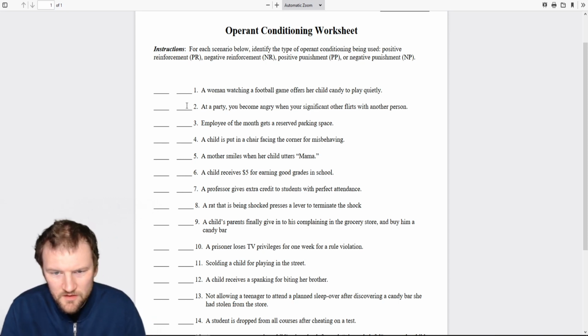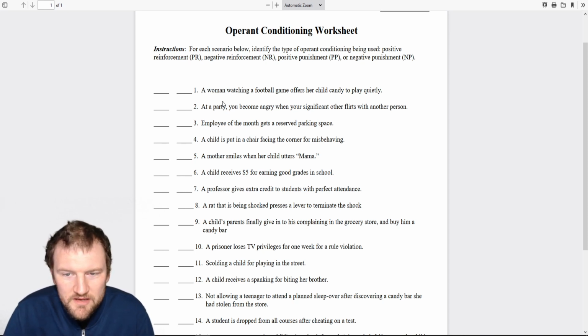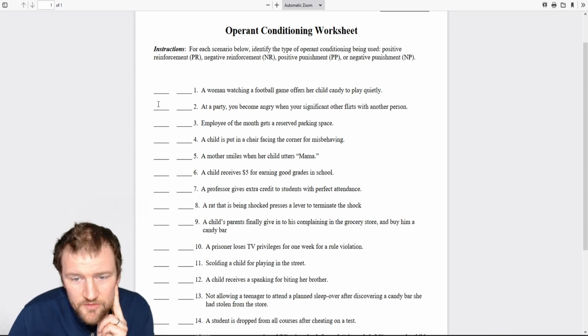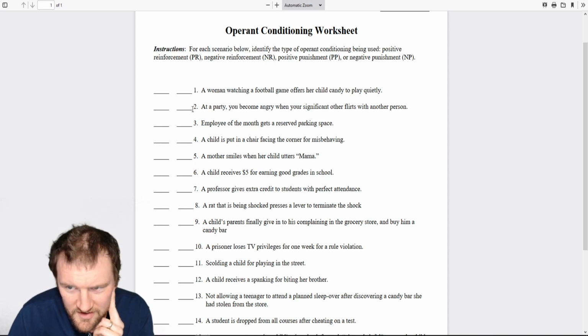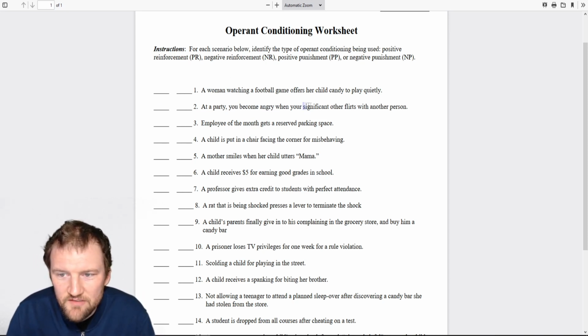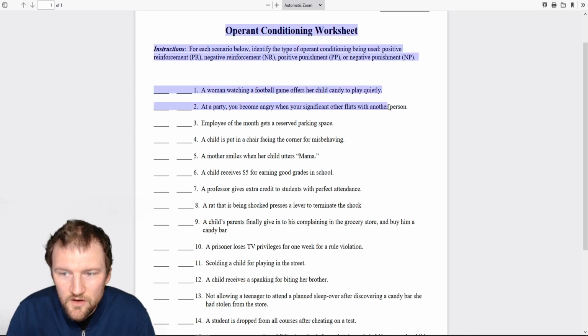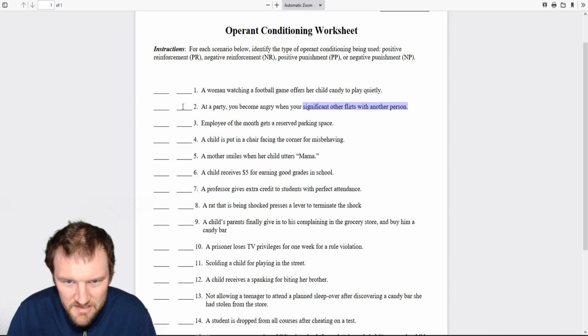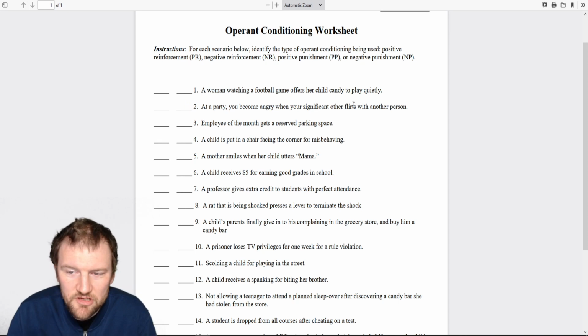Number two, at a party, you become angry. That's an important word. You become angry when your significant other flirts with another person. Is something being added or taken away, which means positive or negative? In this case, because it said become angry, you are adding the anger. So that would be P for positive. The second question is, is that going to make the significant other flirt with another person more often or less often? At least, which one do you want to have happen? That would be P, punishment, because you are punishing your significant other for that behavior. So that'd be positive punishment.